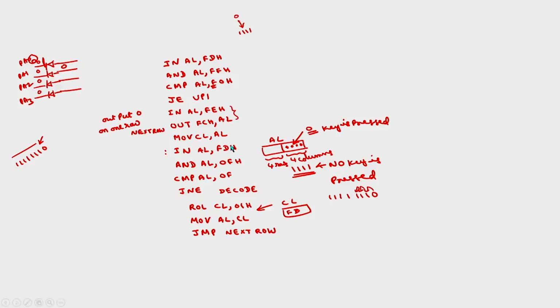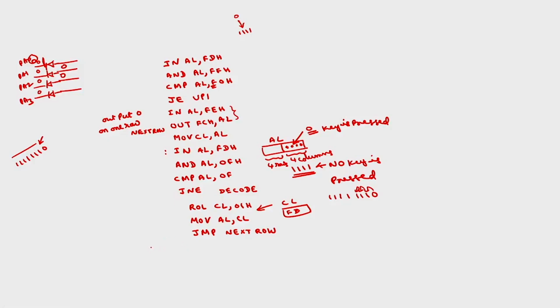You have to output, and you can save that value FD, because in the next round I have to shift this FD by one more bit. So I am saving it into CL again, and then I am going for scanning of these columns. So this process repeats.